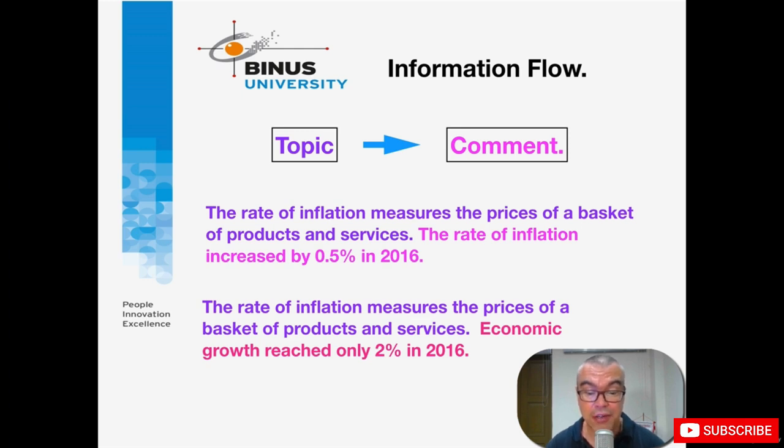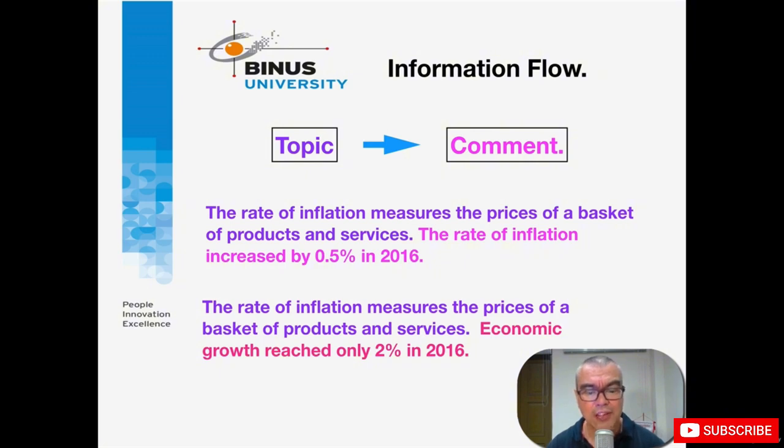Now, if you look at the second example, there is a problem. I'll read it out, and as I read, can you think what the problem is? So, the rate of inflation measures the prices of a basket of products and services. Economic growth reached only 2% in 2016. So, what's the problem with the information flow here?